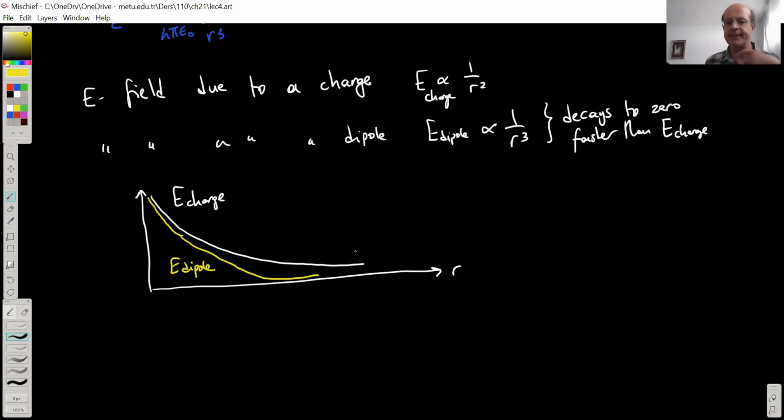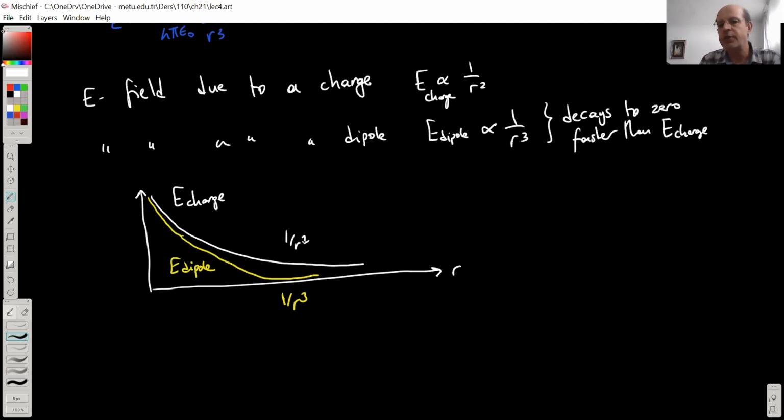At long distances, we're talking about distances much larger than the size of the molecule usually, the electric field due to a charge is always stronger. The electric field due to a dipole is weaker because of this 1 over r cubed behavior. And the electric field due to a charge is a little bit stronger. It is 1 over r squared.